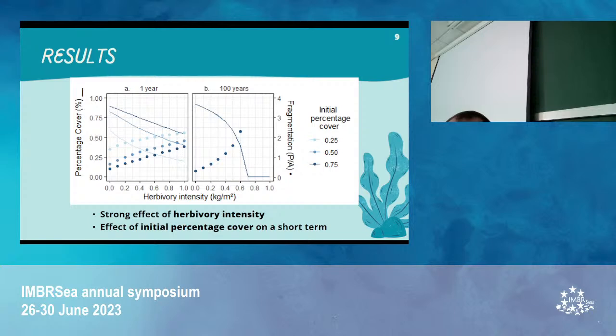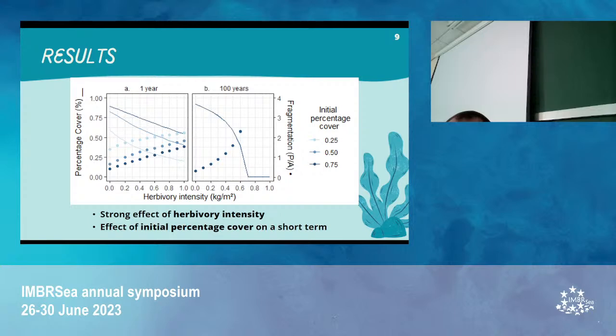We displayed 2 parameters, the percentage cover as lines and the fragmentation level as dots. As a horizontal axis, it's not time, it's herbivory intensity. So the higher the herbivory intensity, the lower the percentage cover, and the higher the fragmentation. And this happens also after 100 years. So we see that herbivory intensity has a very strong effect on the dynamics of the model.